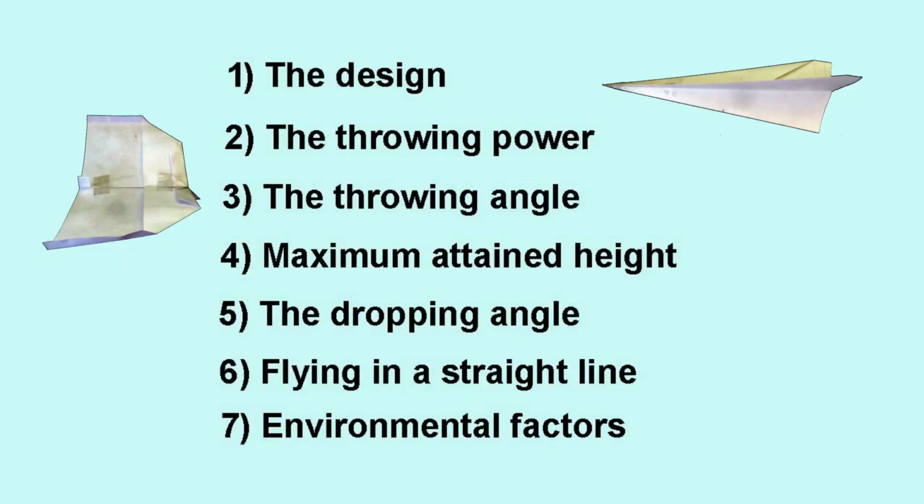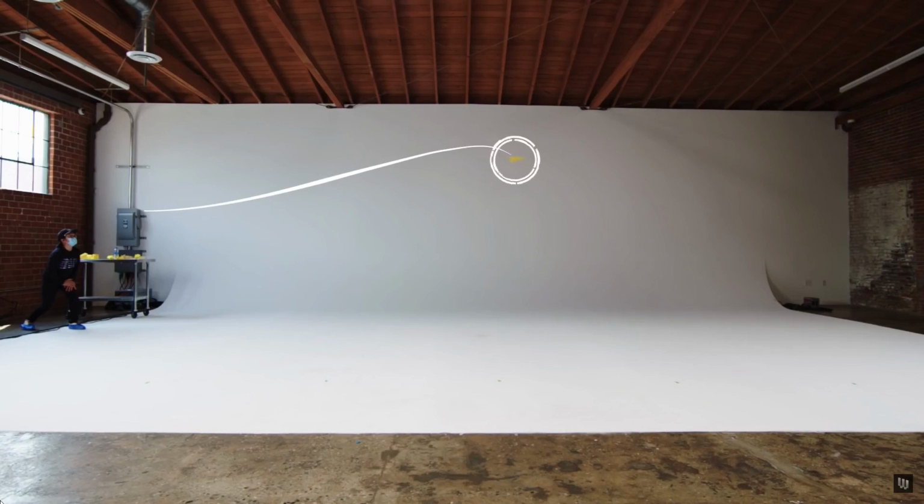So, to see the difference between design 1 and design 2 in a scientific manner without any bias, all other factors must be the same. That is, we have to use the same thrust when throwing design 1 and when throwing design 2. And we must use the same throwing angle or the results will be biased. The maximum height, the dropping angle, and flying straight are consequences of the design and the thrust. So those values, although they affect the flight distance, they are part of the outcome, not the cause.